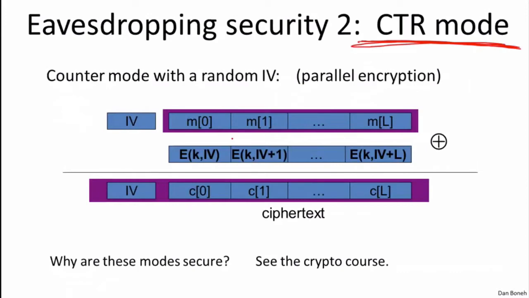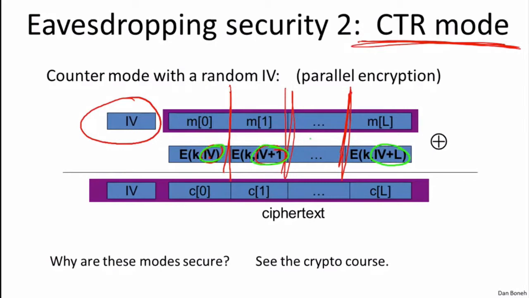The benefit of counter mode is that, in fact, it is a parallel mode of encryption. You notice that every block here can be encrypted independently of the other. The way it works is as follows. We start with a random IV, and then we're going to encrypt the IV, and then we're going to encrypt the IV plus 1, the IV plus 2, up to the IV plus L, where L is the number of blocks in the message.